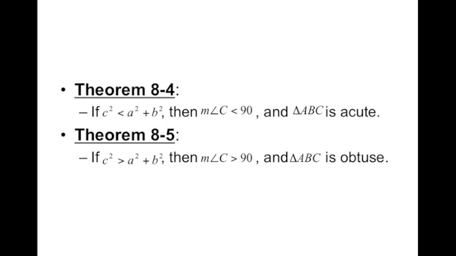If that c squared is too small, if it's smaller than the sum of the other two, if the side's too small, that means in the triangle an angle must have been too small as well, and it turns out that triangle ends up being acute. Or if that third side, the c value, ends up too big, so c squared is bigger than the sum of the other two, too big of a side must mean we had too big of an angle, which means that triangle would be obtuse.